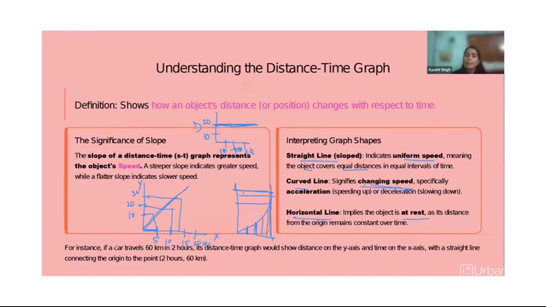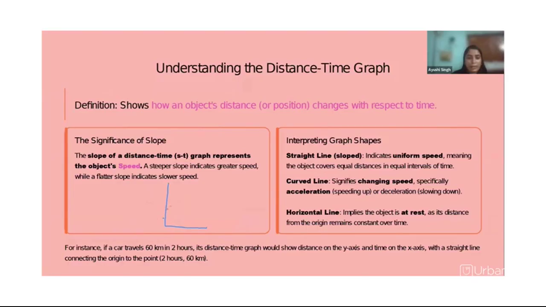So for instance, if a car travels 60 kilometers in 2 hours, its distance time graph would show distance on the y-axis and time on the x-axis, with a straight line connecting the origin to the point 2 hours and 60 kilometers. So we can make something like this. Let me just make it.